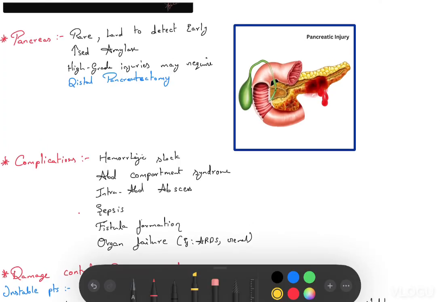Next we can see the pancreas. The pancreas is a retroperitoneal organ, so injury is seen in very rare cases and is hard to detect early. If you're doing lab tests and checking amylase, the amylase level will increase. High grade injuries may require distal pancreatectomy. Okay, so these are the things.